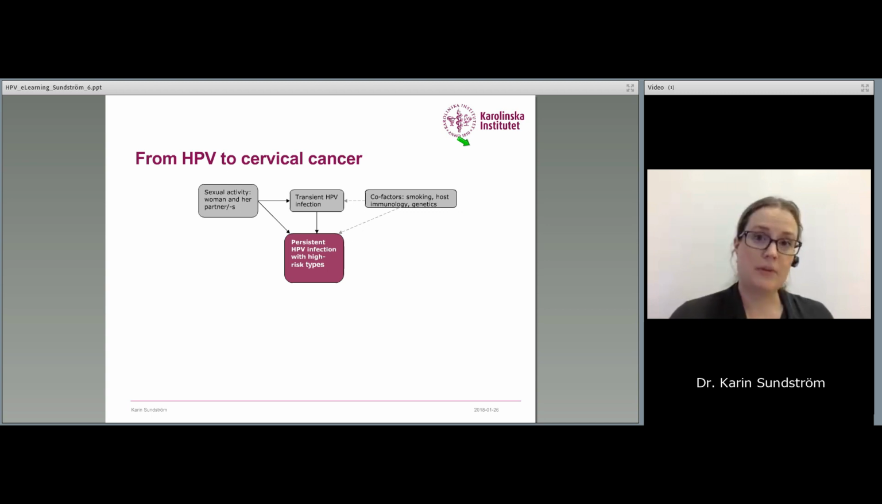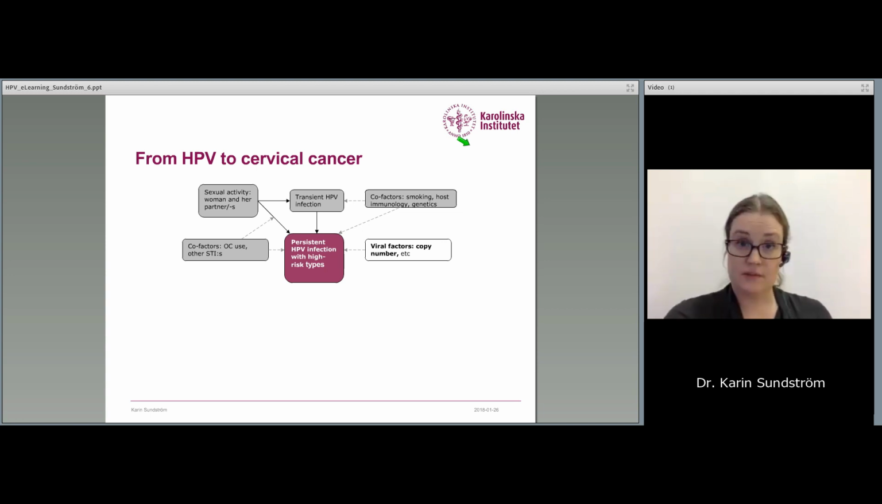So I'd like to describe and walk you through the different steps that are currently understood in the development from HPV infection to cervical cancer. We can see here on the left that we have sexual activity occurring between a woman and her partner or partners that can lead to either transient HPV infection or persistent HPV infection. This may be influenced, for example, by some of the cofactors or risk factors we have mentioned, including smoking habits, which may support persistence of infection, host immunology, or genetics.